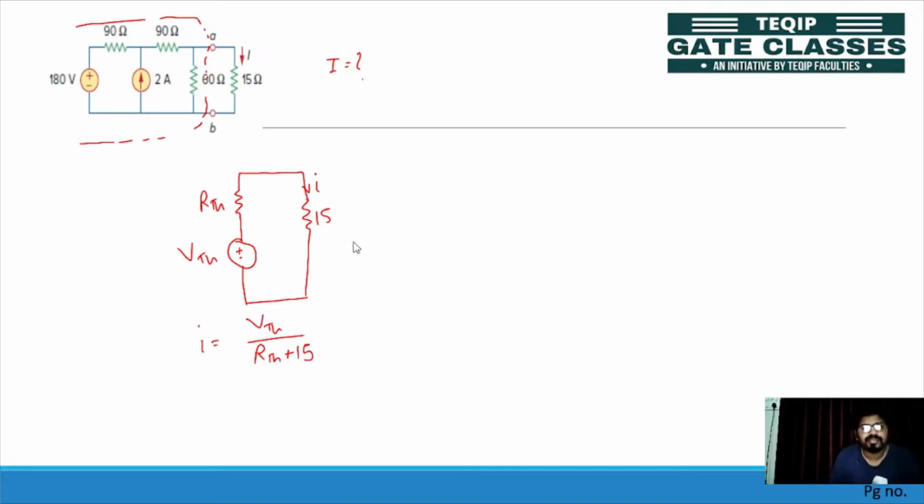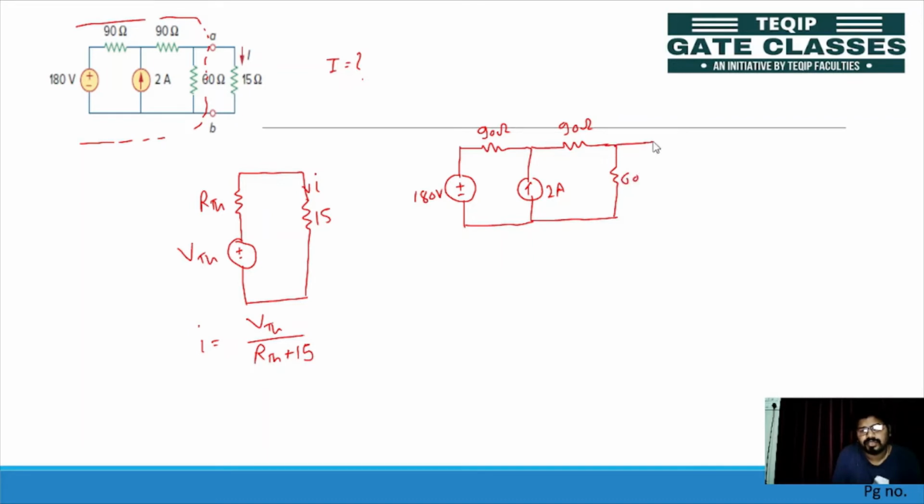So what will be your VTH? The open circuit voltage. Means here is your voltage 180 volt, resistance that is 90 ohm, current source of 2 ampere, again a 90 ohm, there is a 60 ohm resistance, and the load terminal we have open circuited, and you have to find the voltage at this terminal.